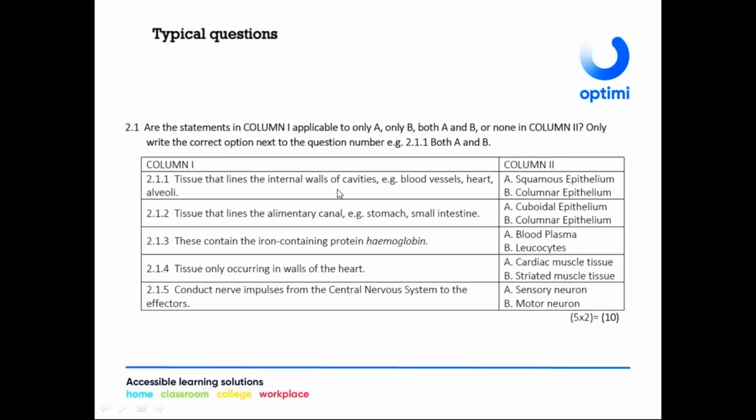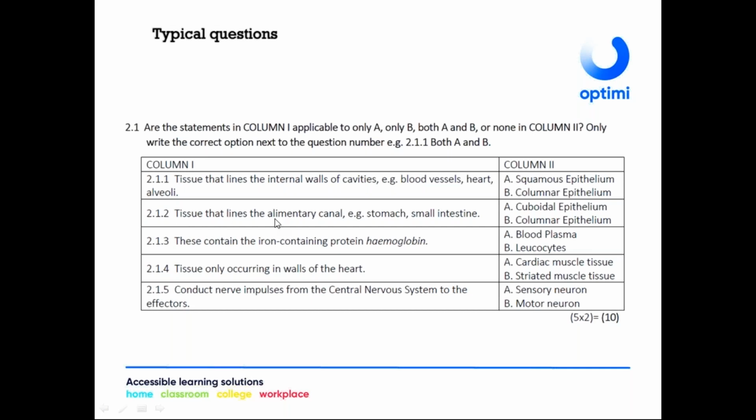Tissue that lines the internal walls of cavities, e.g., blood vessels, heart, alveoli. Is it A, the squamous epithelium, or B, columnar epithelium, or both A and B? The correct answer is A, squamous epithelium. It makes sense for squamous epithelium to line blood vessels because remember there's transportation that's taking place here. This squamous epithelium consists of a single layer that makes it easy for substances to go into and out of the blood vessels. So the correct answer for 2.1.1 is A.